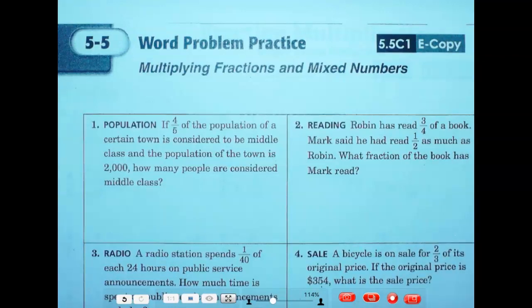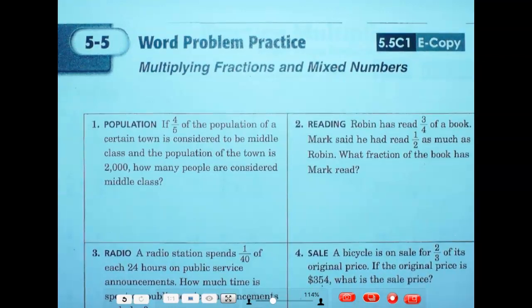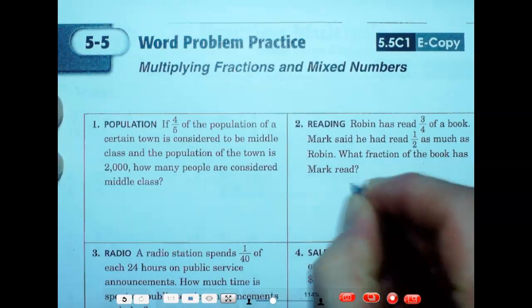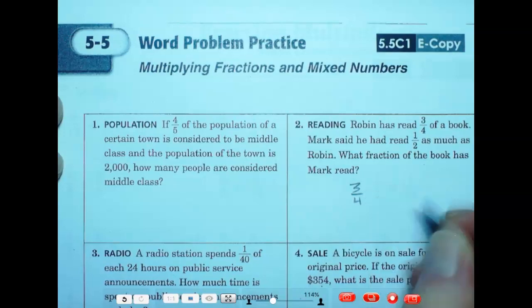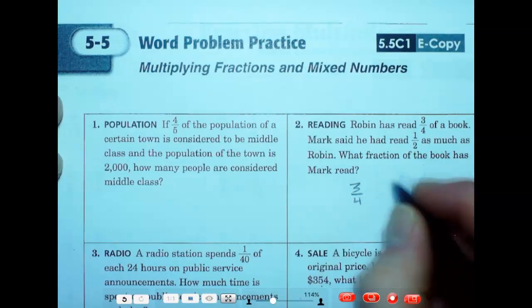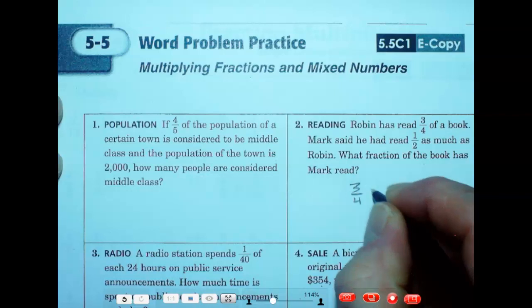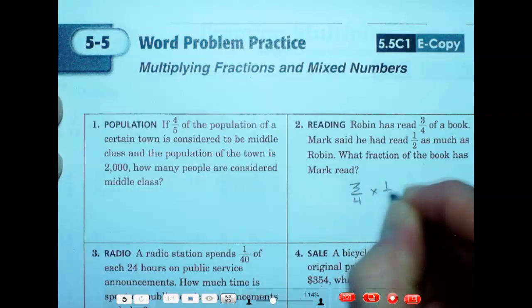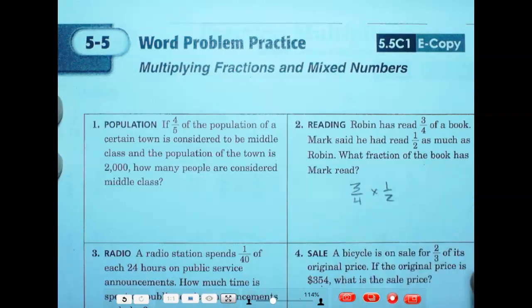Hello, this is a tutorial on Word Problem Practice 5.5C1, multiplying fractions and mixed numbers. Let's take a look at problem 2 here. Robin has read 3/4 of the book. Mark said that he had read half as much as Robin. What fraction of the book has Mark read?